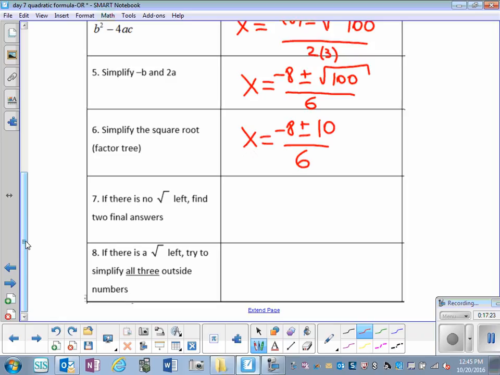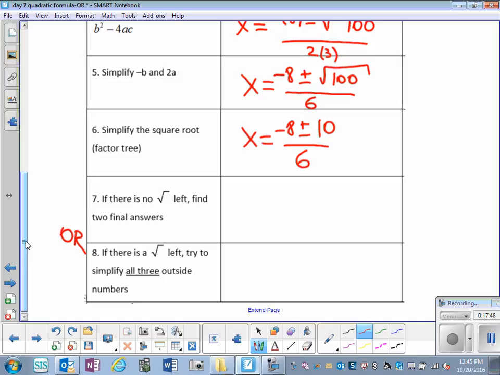Now there are two steps, 7 or 8. If there is no square root left, find two final answers. If there is a square root left, meaning that we couldn't simplify it, we couldn't get rid of the square root or the radical sign, try to simplify all three outside numbers. So we are in step number 7, right? Because we don't have any square roots to worry about anymore.